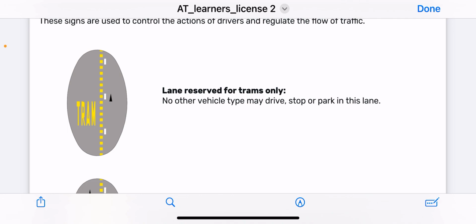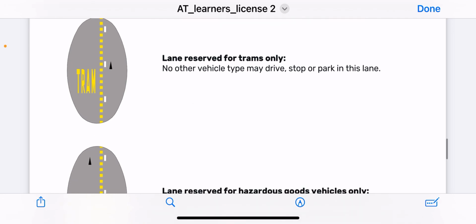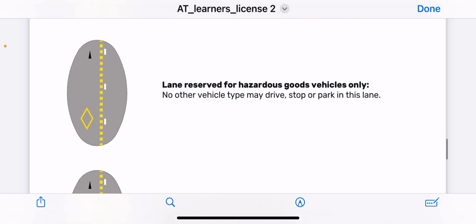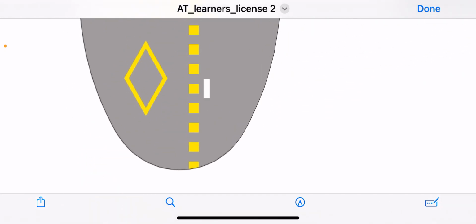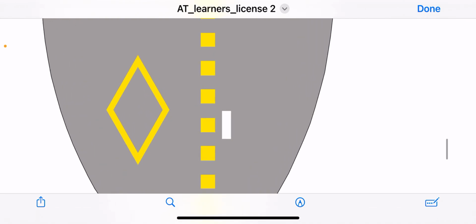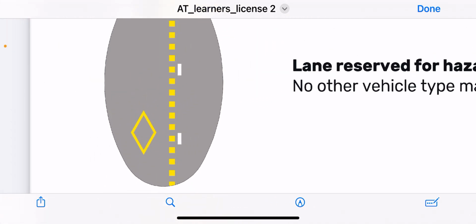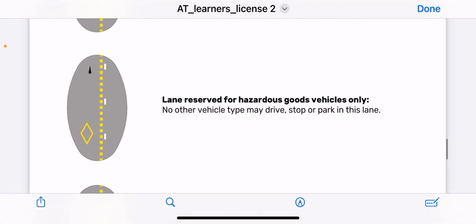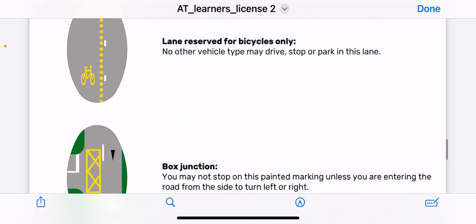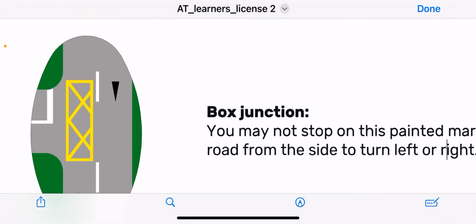So the lane reservation, what is it reserved for? You see, lane reservation for hazardous goods. So hazardous, dangerous goods. That truck that exploded in Boksburg, hazardous. So this lane is reserved for trucks of that sort, then bicycle lanes, and then the box junction.